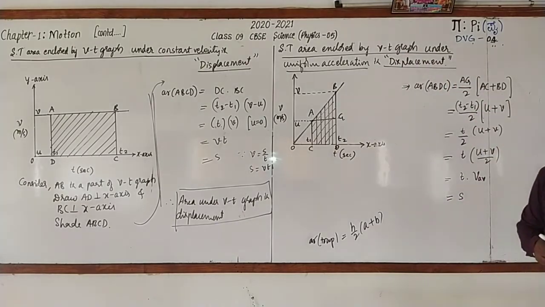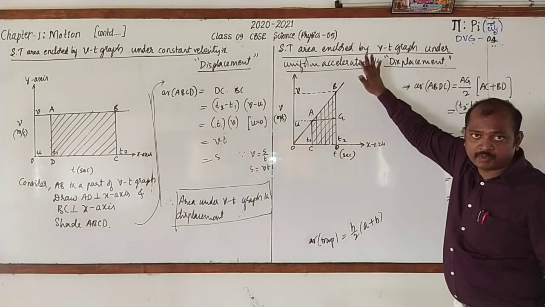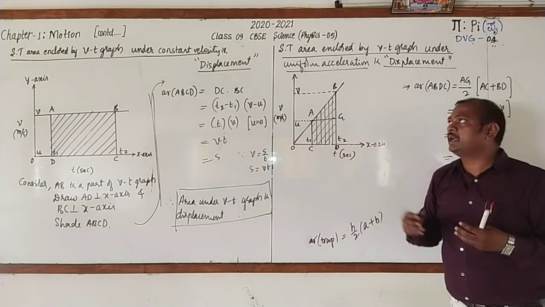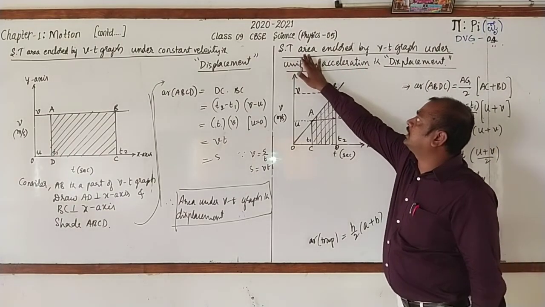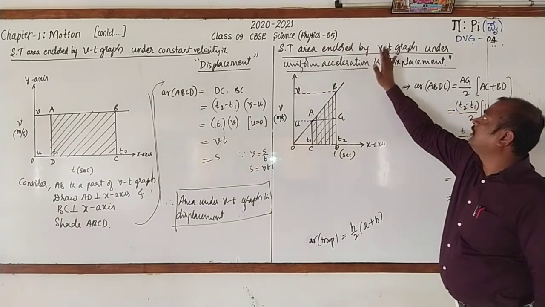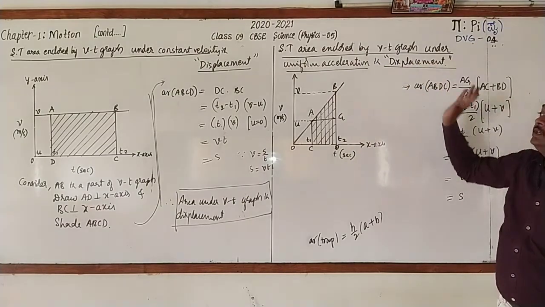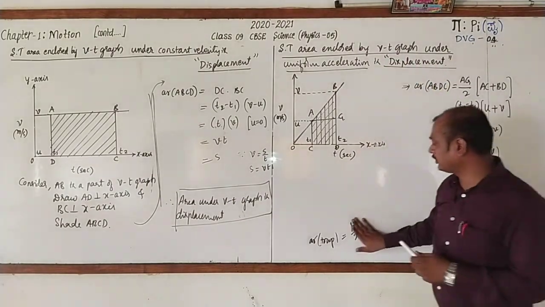I hope you have understood that once you go through this. This is the actual question to be given in the examination. Just to make you tell the answer, I have done all this. The question is, show that the area enclosed by a VT graph under uniform acceleration is displacement. After giving this question, you have to write.